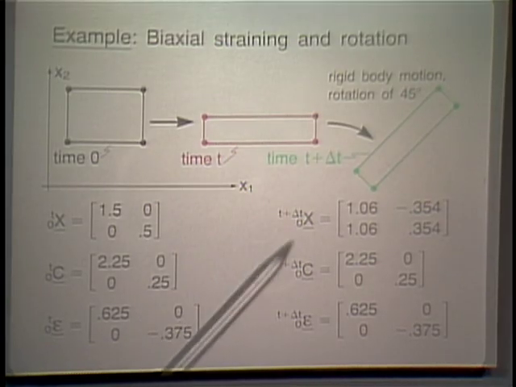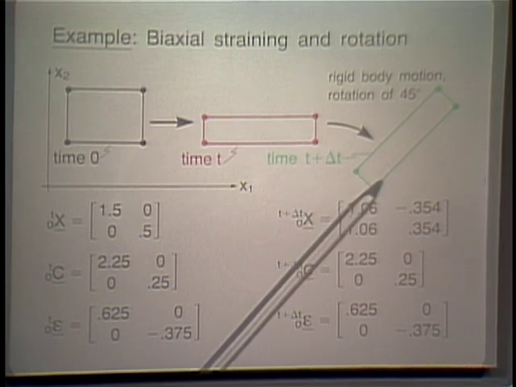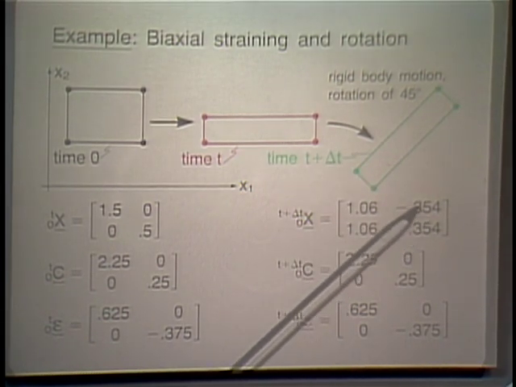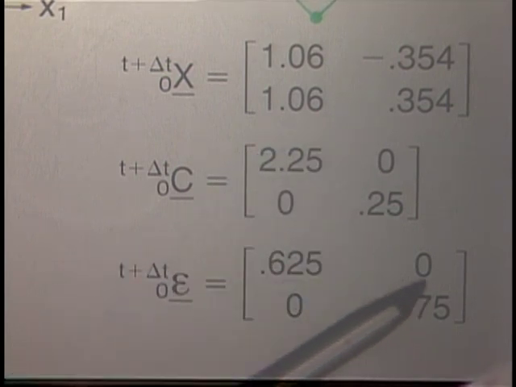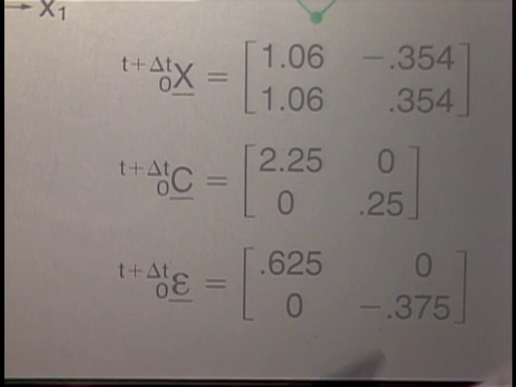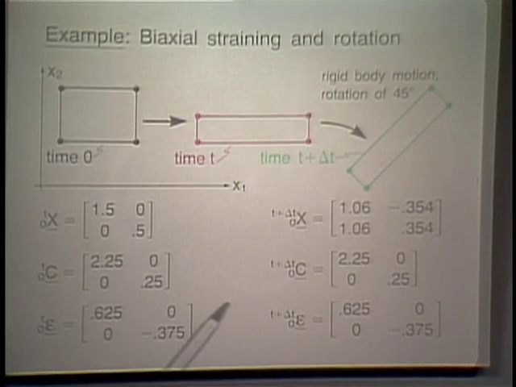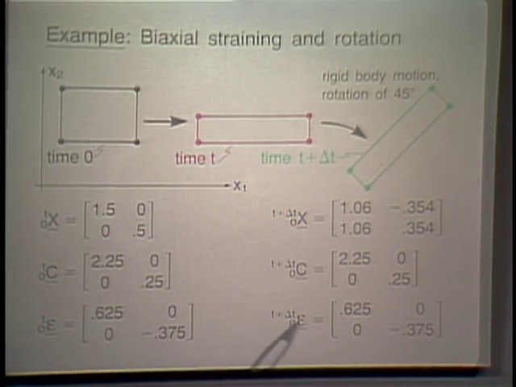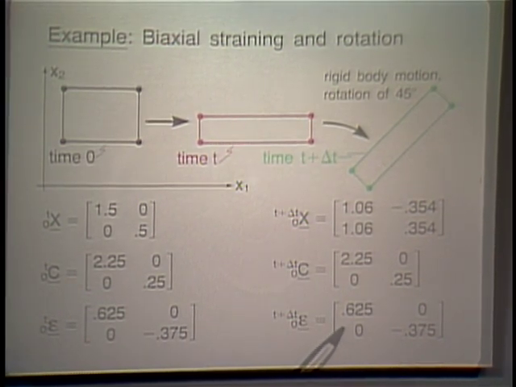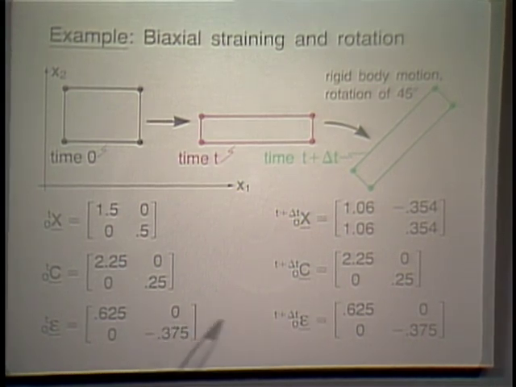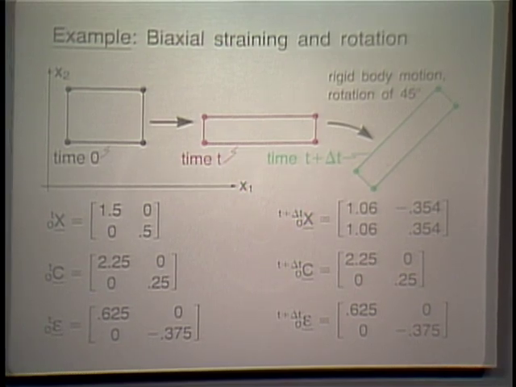If we now do the same for the configuration at time t plus delta t, the green configuration, we obtain this deformation gradient, this Cauchy-Green deformation tensor, and this is the Green-Lagrange strain tensor, where we notice that the Cauchy-Green deformation tensor has not changed, and the Green-Lagrange strain tensor has also not changed. And this is what, of course, we have proven already earlier, that from time t to time t plus delta t, the Green-Lagrange strain tensor and the Cauchy-Green deformation tensor, both of those do not change.